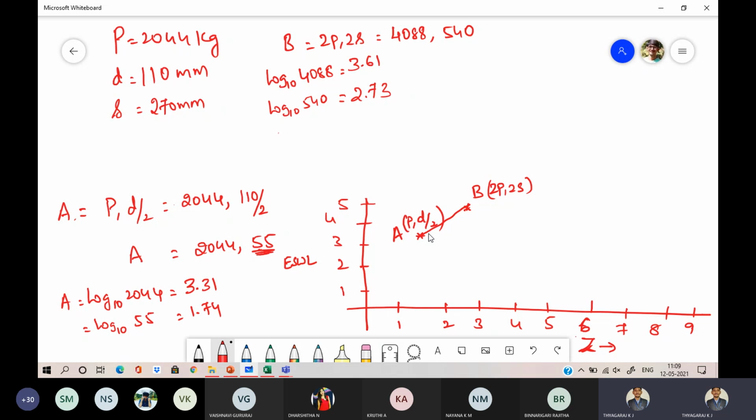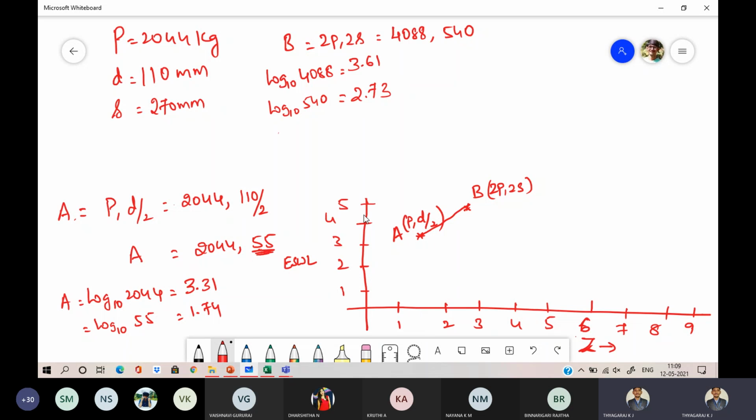Yes, P is in terms of Y comma X. Y will be in terms of this one, meaning the Y axis. D will be on the X axis. Okay. I think you know how to plot the graph now. Okay. Yes, sir.